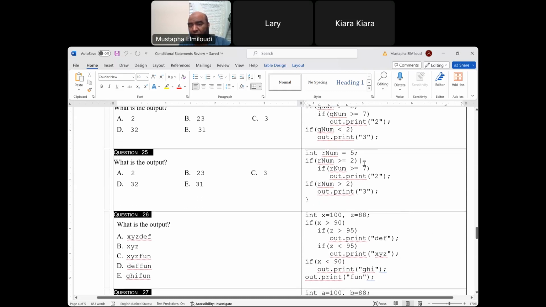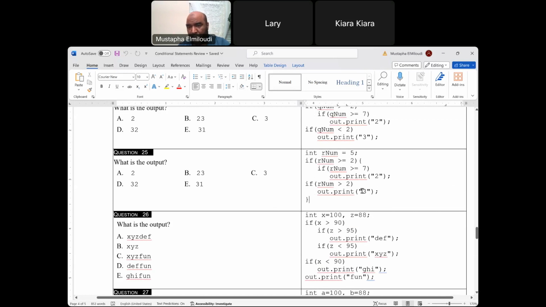Now again, look at 25. Look at the braces right here. Can you see these braces right here? This is the beginning, and this is the end. And then here they're trying to mislead you, because look, this one right here is inside, indented. This one is not. So you may think that this is part of this, but this one is not.